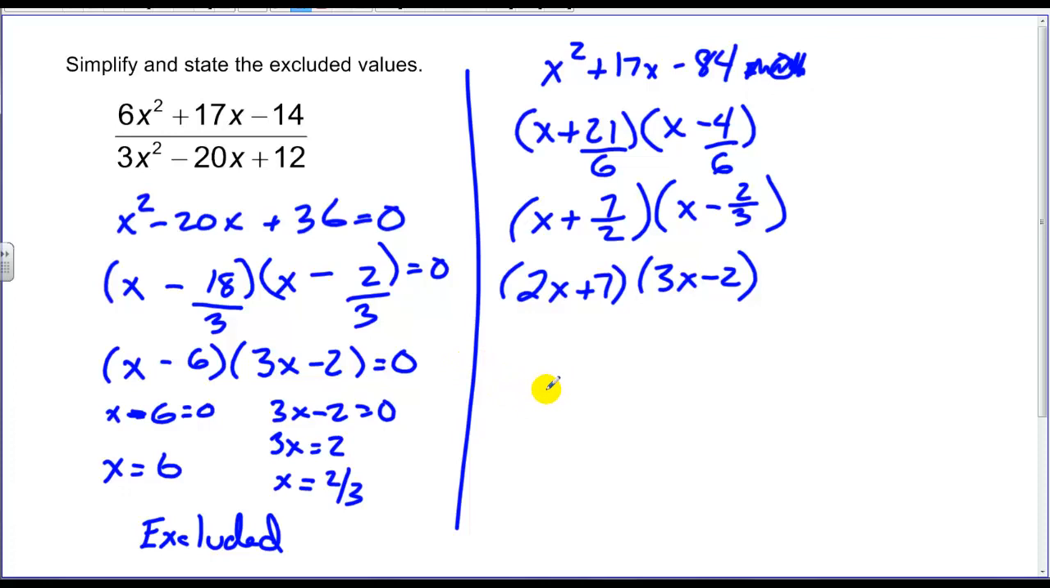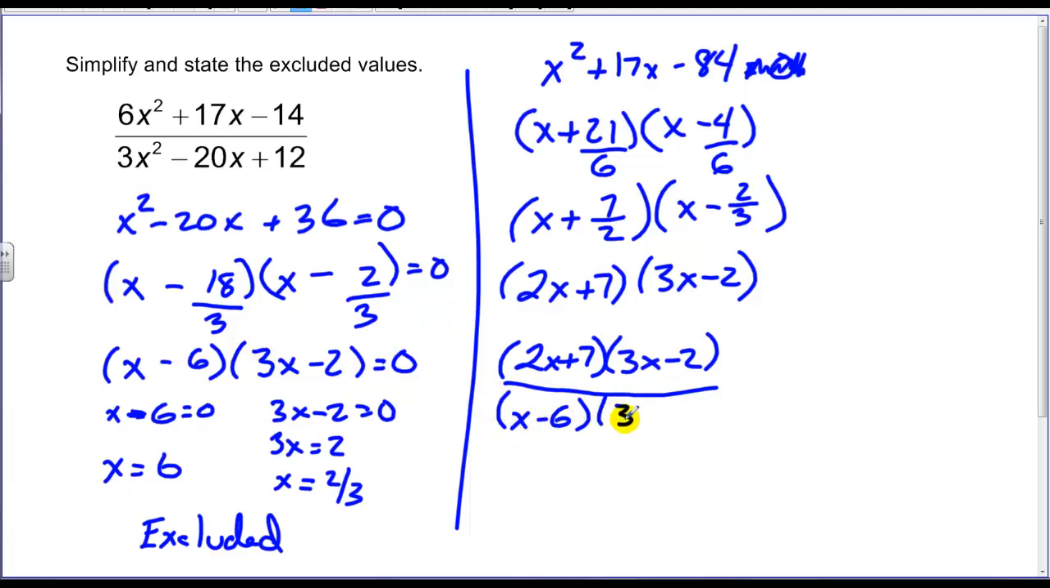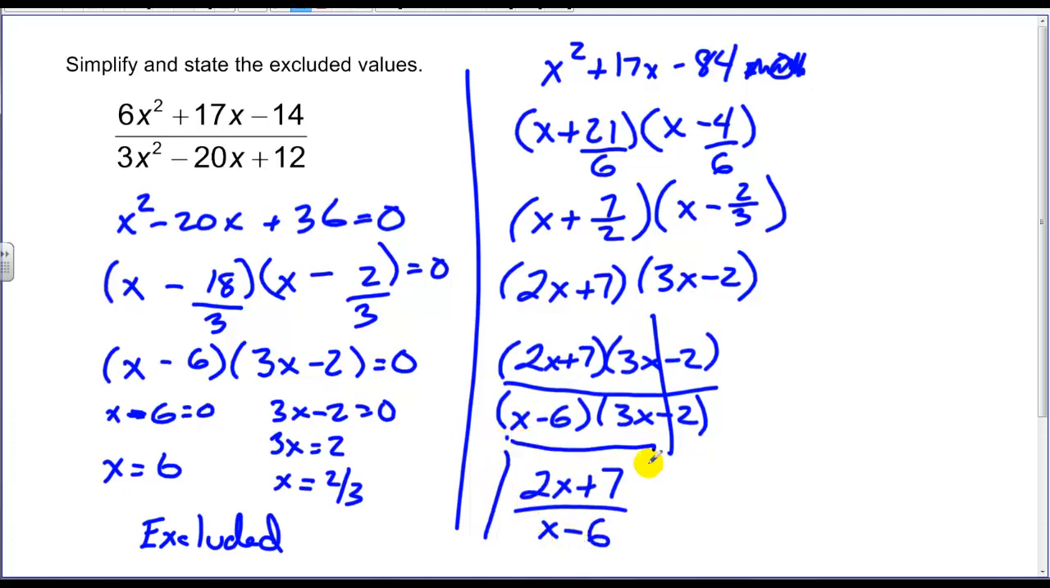So now I'm going to show the factored numerator form, which is 2x plus 7 and 3x minus 2, over the factored denominator, which is over here on our left, of x minus 6 and 3x minus 2. Notice I have common factors of 3x minus 2, which will reduce, leaving me with a simplified rational expression of 2x plus 7 over x minus 6 with the following excluded values.